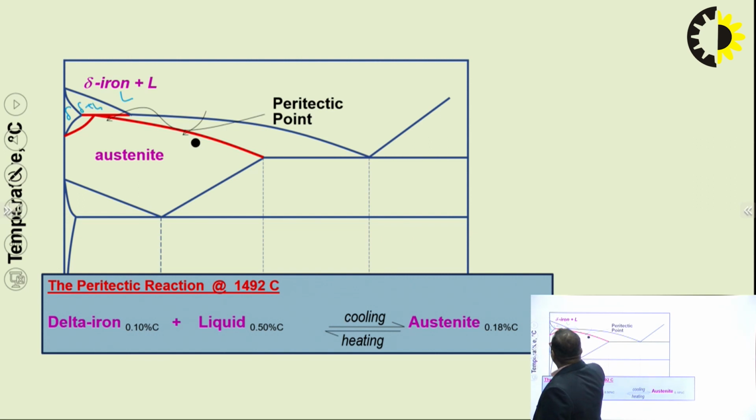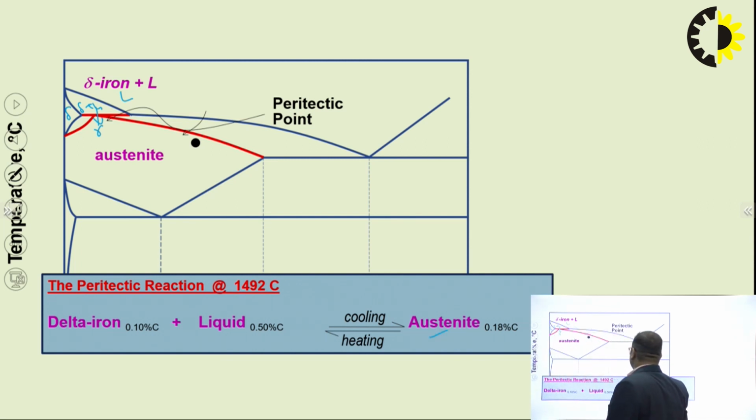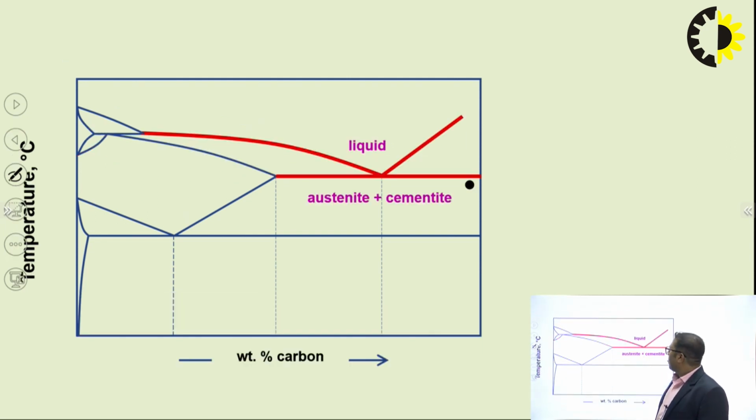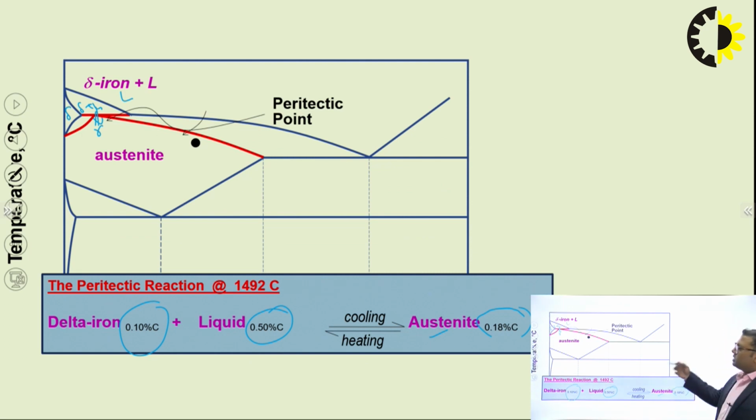So you can see that in peritectic reactions, here the delta phase is forming, here liquid is forming, here delta plus liquid, here gamma. On cooling, this delta plus liquid converts into austenite. Delta carbon percentage is 0.10%, liquid percentage is 0.50%, and the austenite percentage is 0.18%. Peritectic reactions occur at those points where two different materials make an alloy when their melting point temperature difference is very high. There we generally see the peritectic reactions.